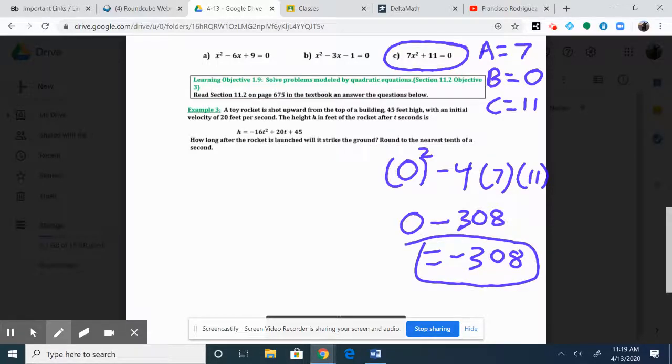So based on what we learned above, a negative discriminant means that we have 0 real solutions, but we actually have 2 imaginary solutions.